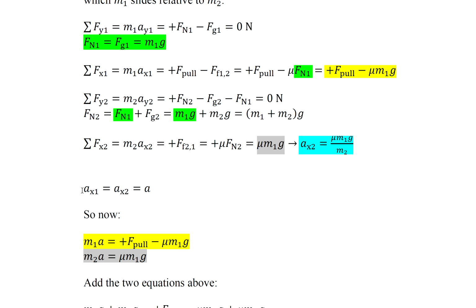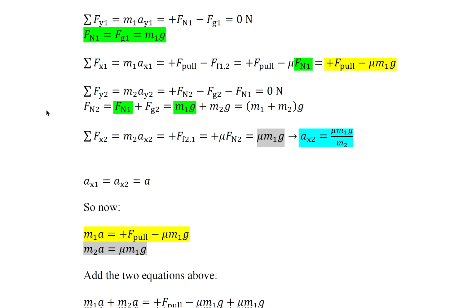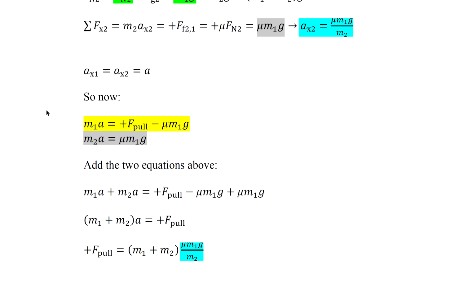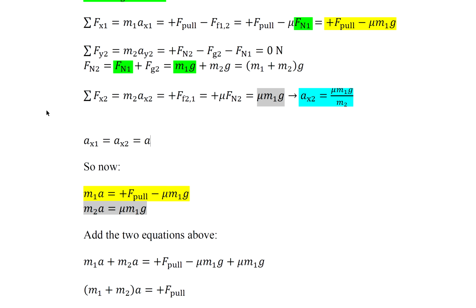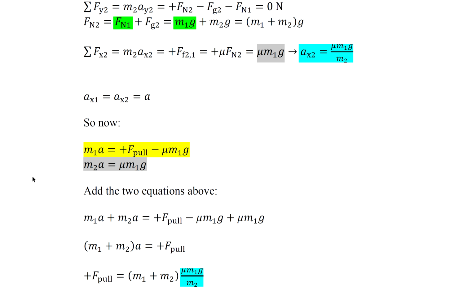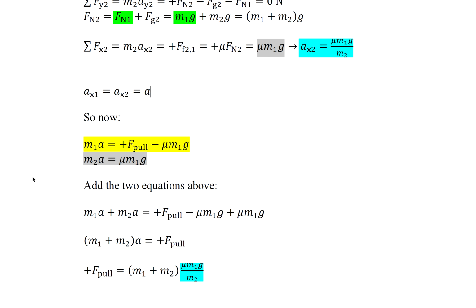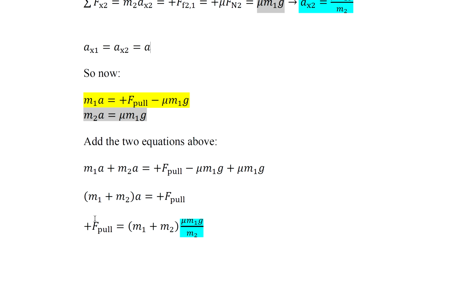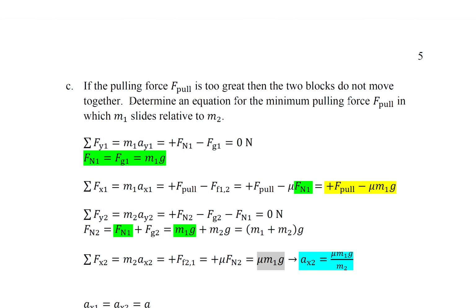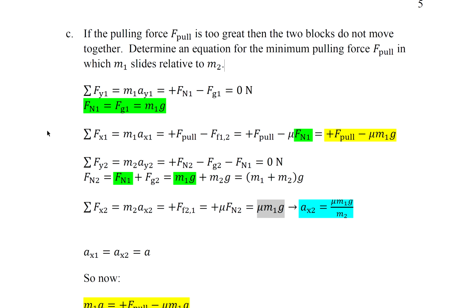Now, we're looking for that condition where the acceleration of both objects are not the same, but let's just let both accelerations equal each other. So now we have these two equations in yellow and gray. Let's add the left side plus the left side and the right side plus the right side. And now we could just solve for force of pull. So that answers our question: determine an equation for the minimum pulling force in which m1 slides.